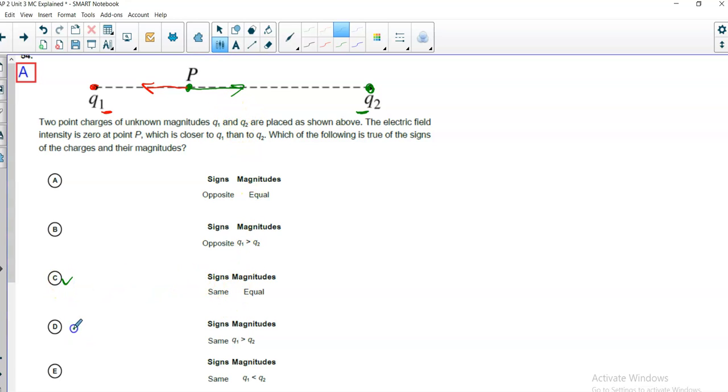So we're down to C, D, and E. And the bigger charge has to be Q2, because it's farther away and is still able to match Q1. So Q2 should have the bigger charge. Q1 is less than Q2. I would go with E in this case.